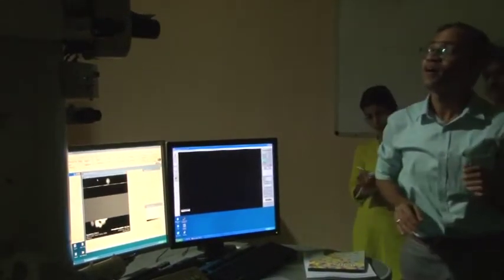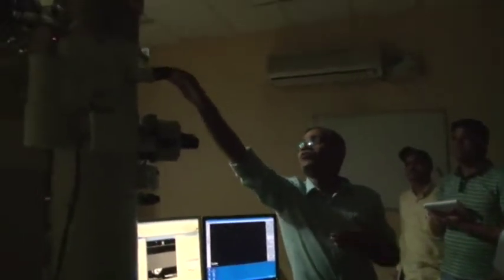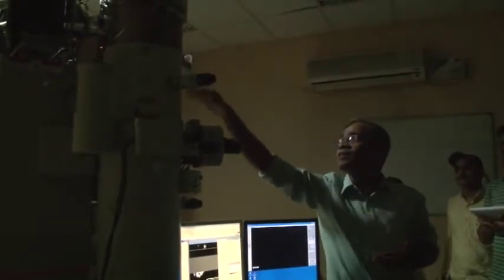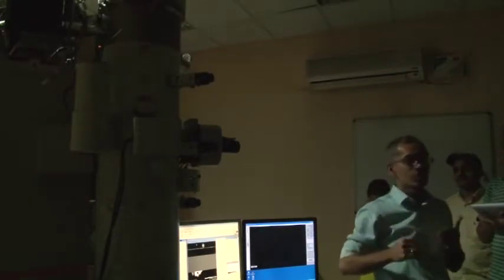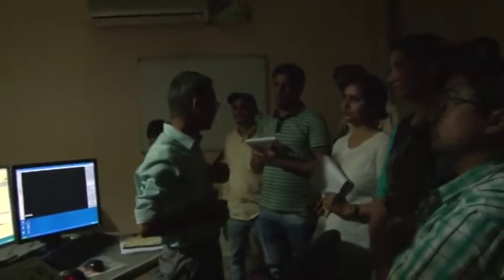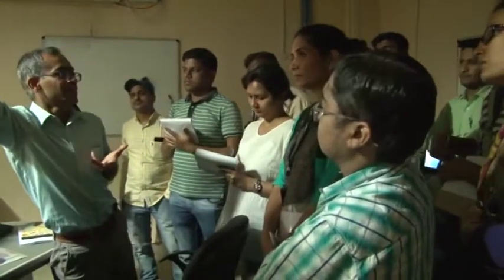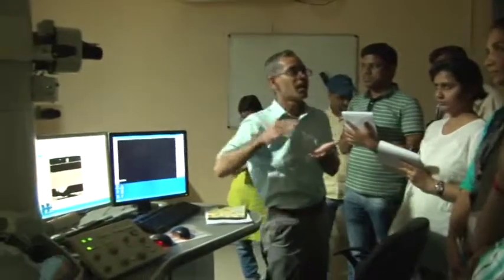Then, from up to here is somewhat the gun, and from here to here is the condenser aperture system, or illumination system. It is called a system because it has at least 2 condenser lenses and then a condenser aperture. So this one is the condenser aperture. Okay, so after that comes the main part of the microscope.